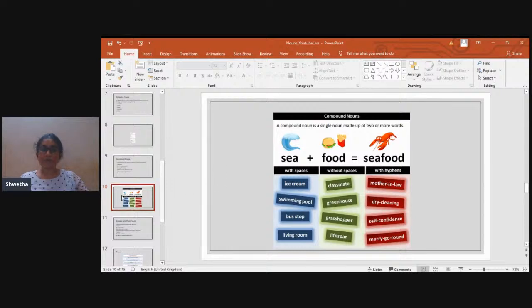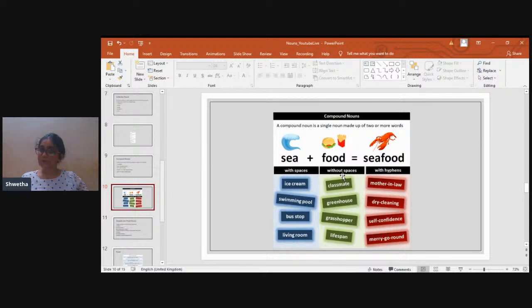I've used this image because it simplifies things so much, right? Sometimes compound nouns will have spaces between them. Ice cream, swimming pool, bus stop, living room. Living room, what is a living room? Living room is an Americanized word which talks about the front room of the house. We commonly call it the hall, right?